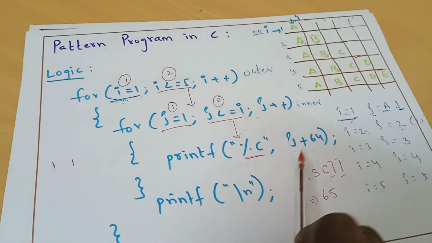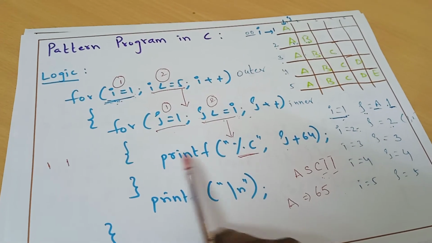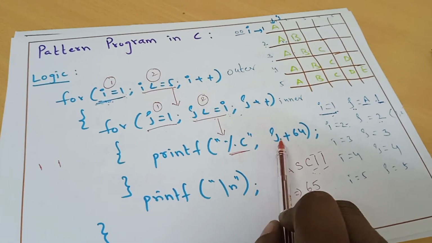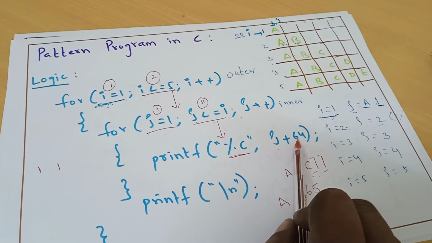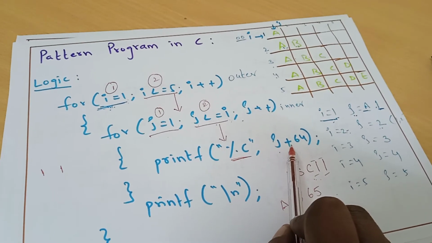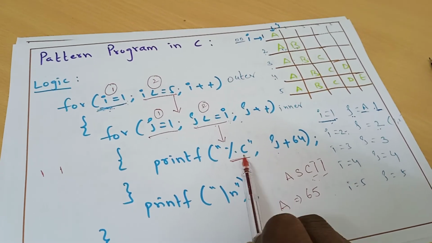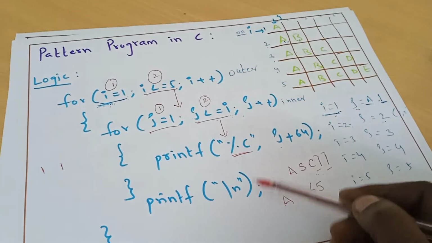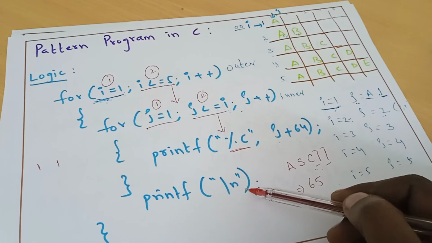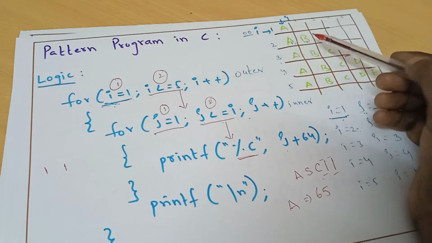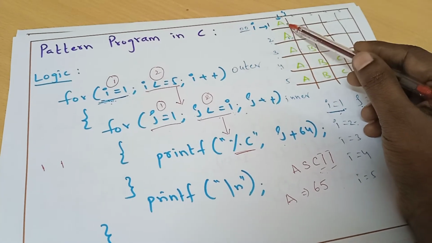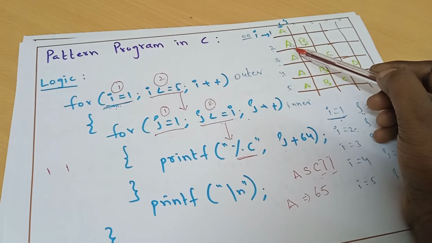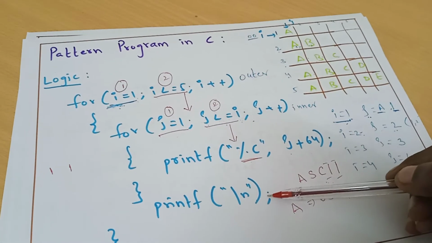Capital A value is 65. So now j is already initialized with a value of 1. Now 1 plus 64, it becomes 65. The equivalent character of 65 will be printed, which is capital A. So printf \n means what? New line. Because after printing 1, you have to come to the second line. Okay. Now we will be in the second line.